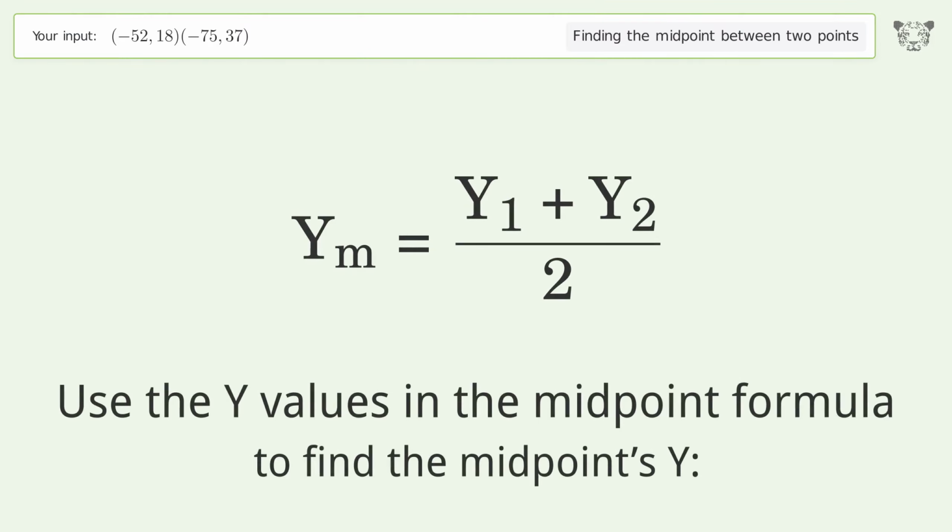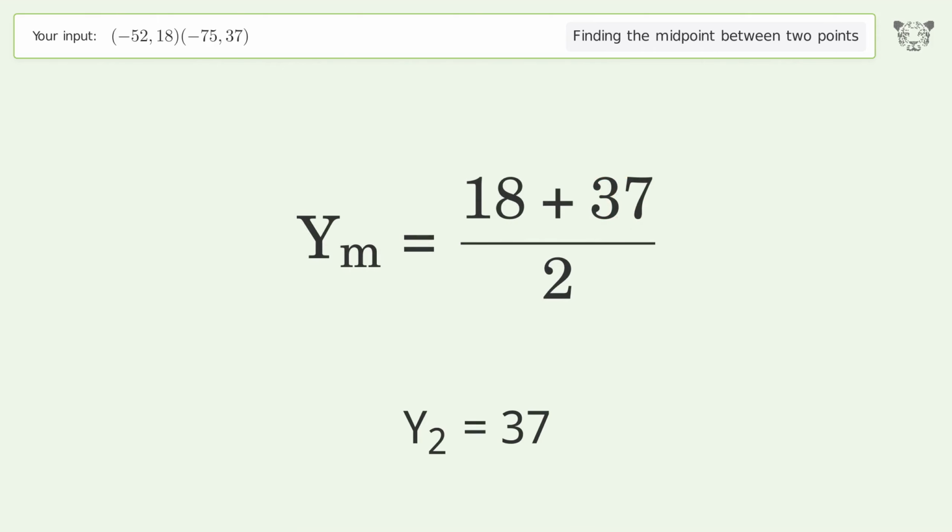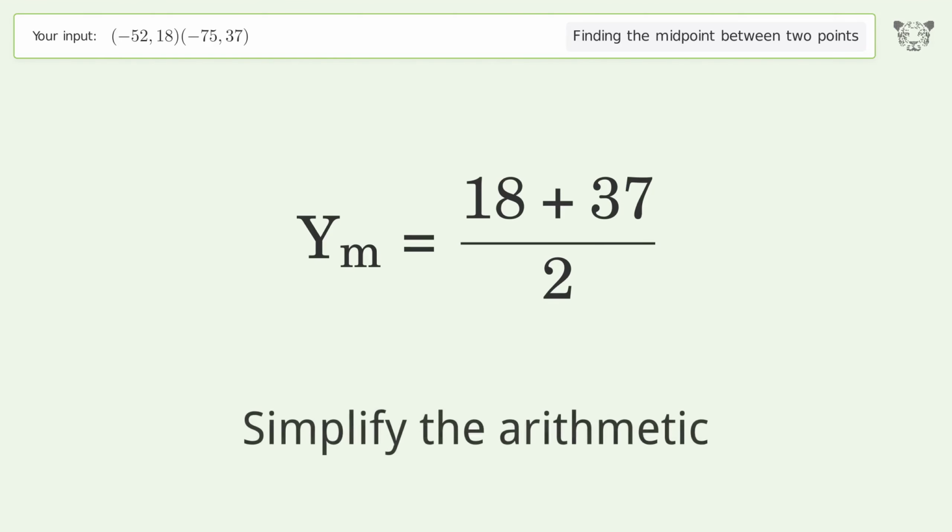Use the y values in the midpoint formula to find the midpoints y. y1 equals 18. y2 equals 37. Simplify the arithmetic.